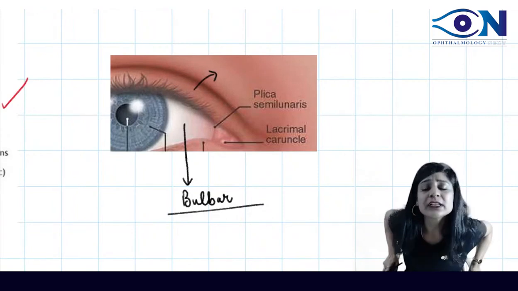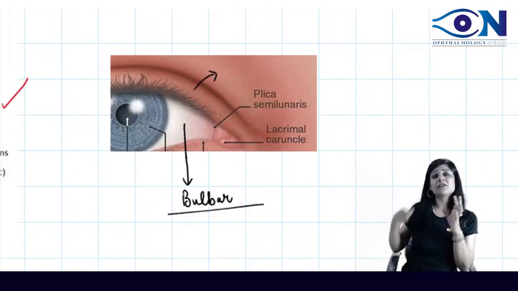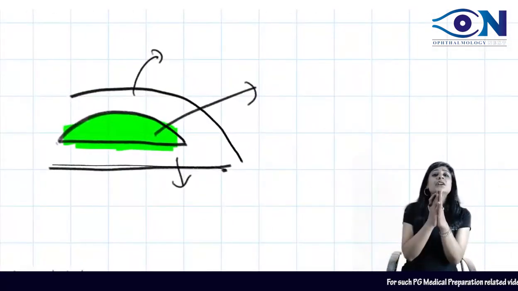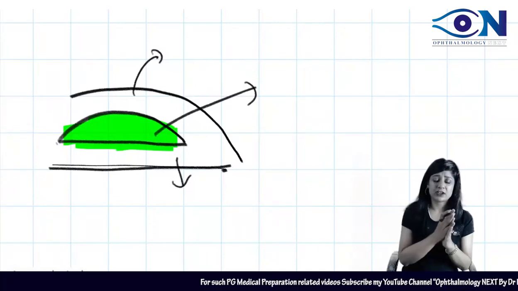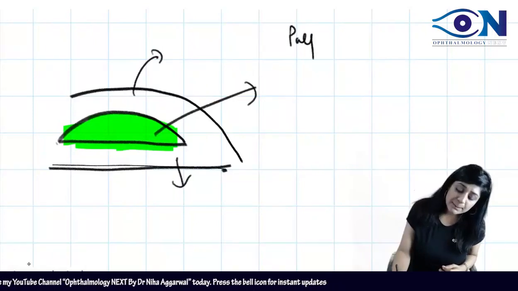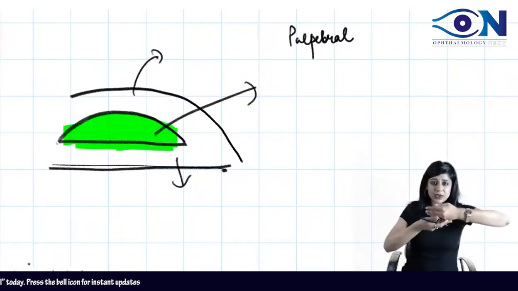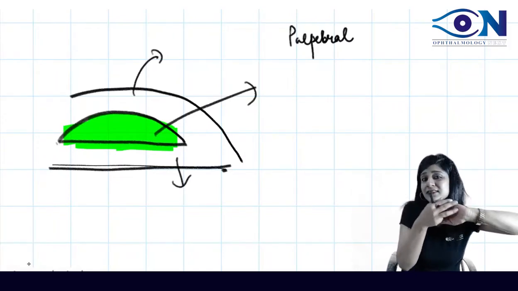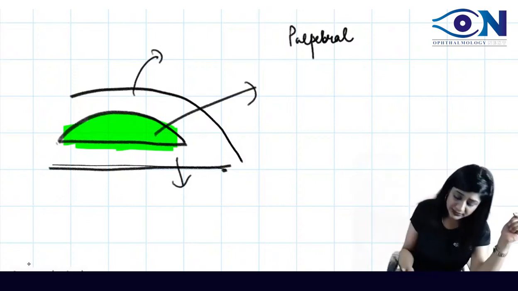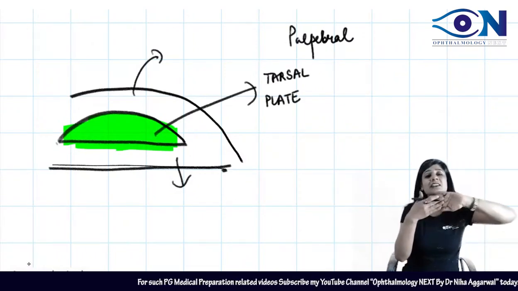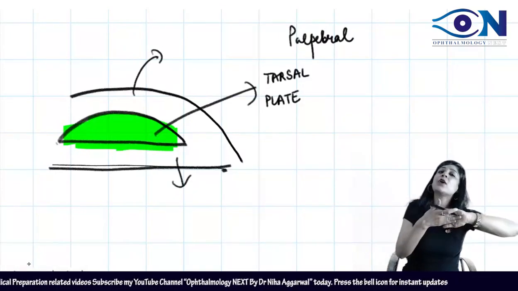Now, once you know what is conjunctiva and the different parts, then we will be studying the structure. Before that, we have got three parts of palpebral conjunctiva. These things always cause a lot of confusion. The palpebral conjunctiva is the one beneath the eyelid. When you invert the eyelid, there is a plate in this eyelid, called the tarsal plate. The conjunctiva lying over this tarsal plate will be your tarsal conjunctiva.